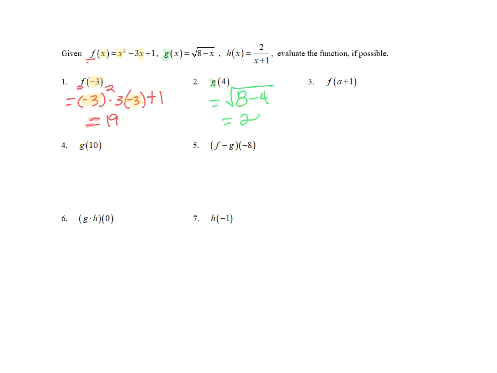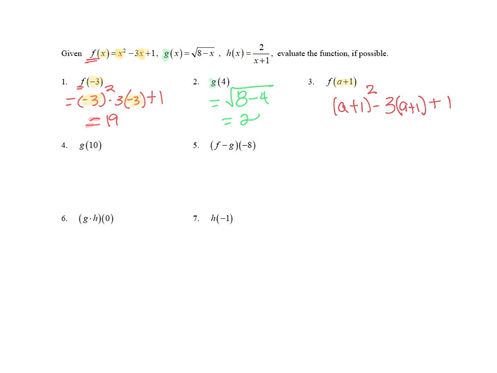So let's look at number 3. I'm back to using the f function. So f of a plus 1 means that I'm going to put a plus 1 everywhere there's an x, in all those places. So you're going to do (a plus 1) squared minus 3 times (a plus 1) plus 1.